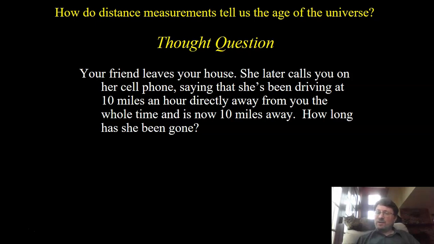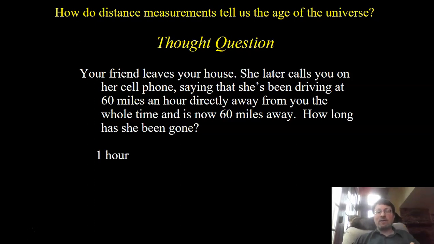It's not a hard question. Think about it. It's 1 hour. She's moving at 10 miles per hour. She's gone 10 miles. It must have been an hour. Now, hang on here with me. Humor me for a moment. What if she's moving 60 miles an hour directly away from you, and she's now 60 miles away instead? How long has she been gone?